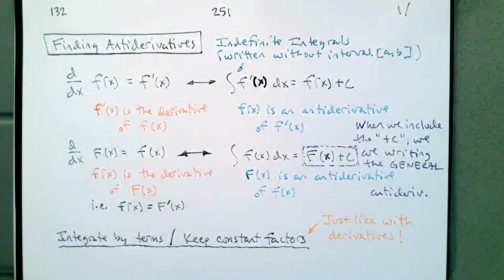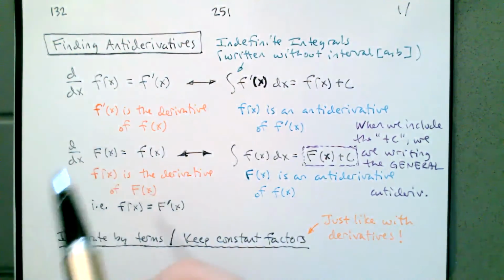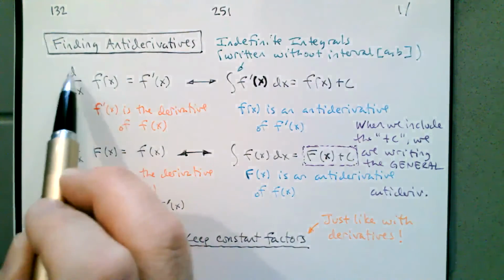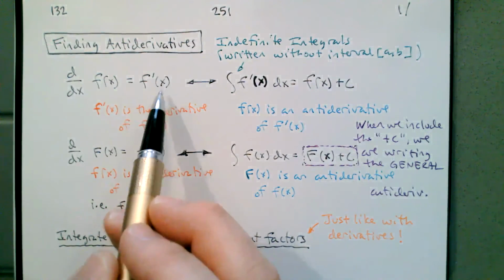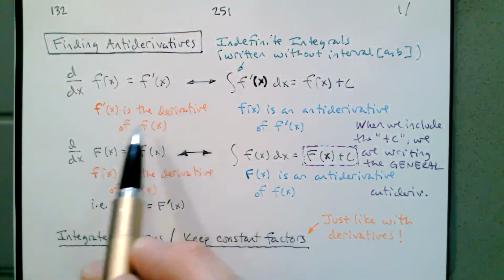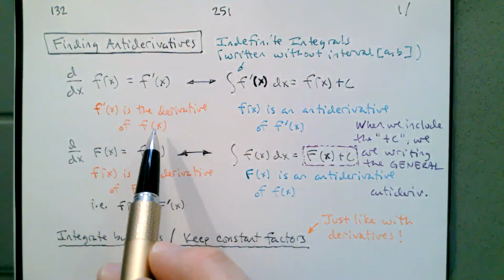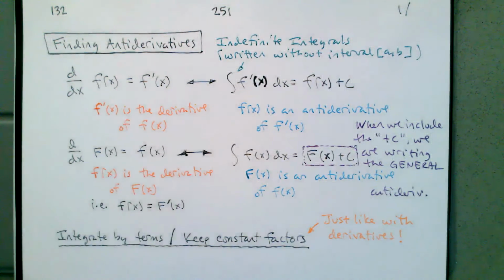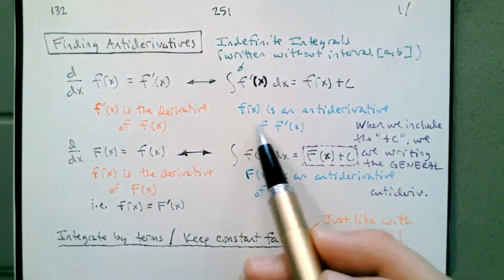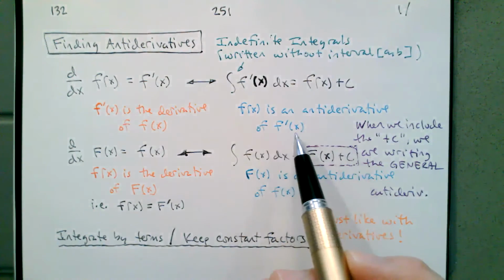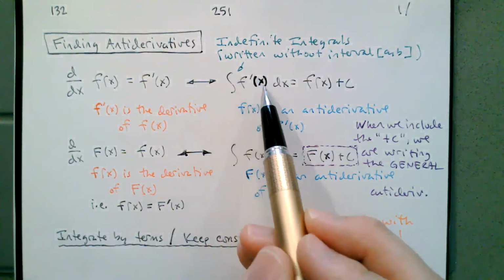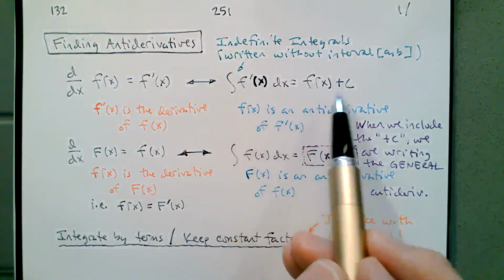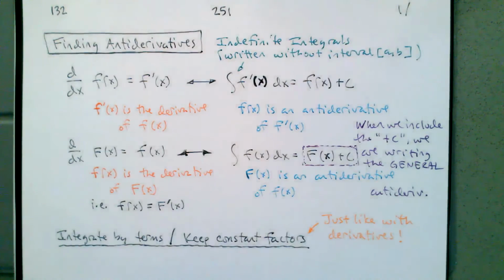Just a quick note on the notation. If we want the derivative of f of x, we write that as f prime of x. We mean that f prime of x is the derivative of f of x. In the other direction, we could say that f of x is an antiderivative of f prime of x. So we'd say the integral of f prime of x dx is f of x plus c.